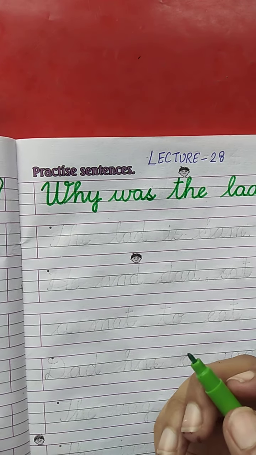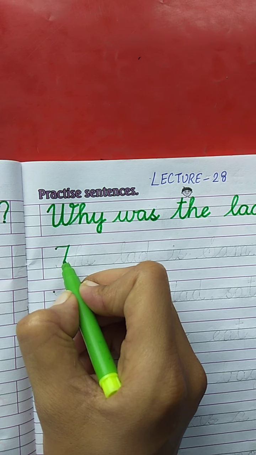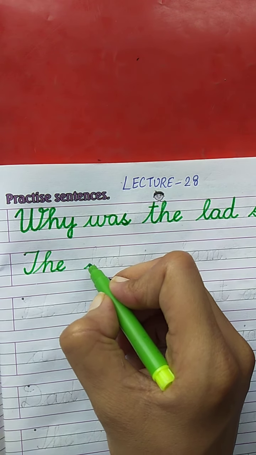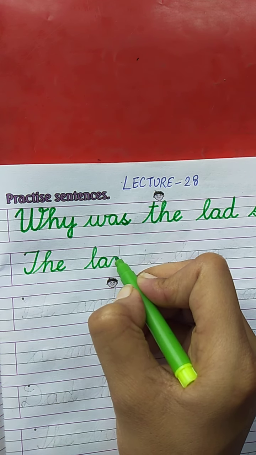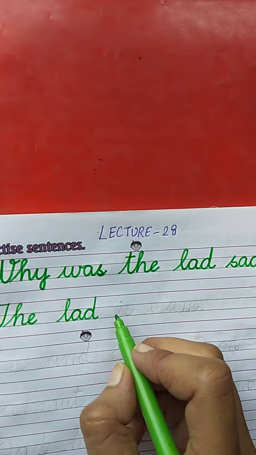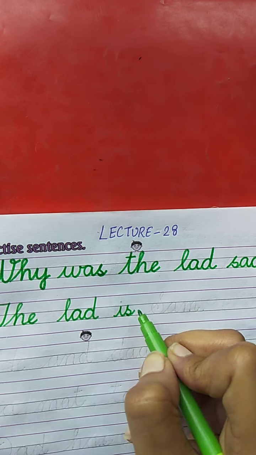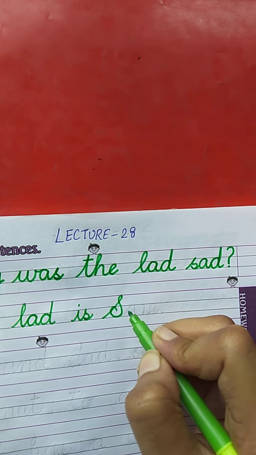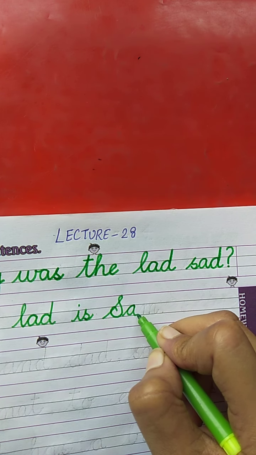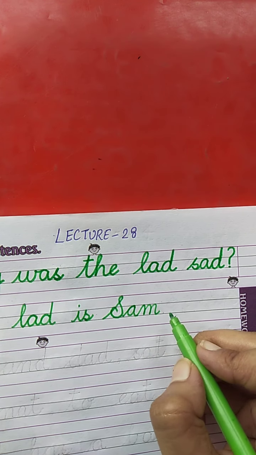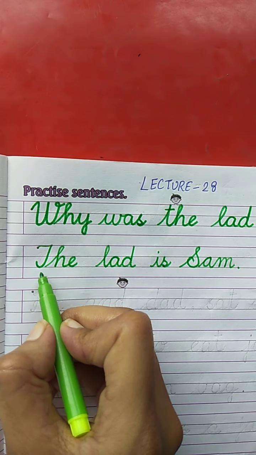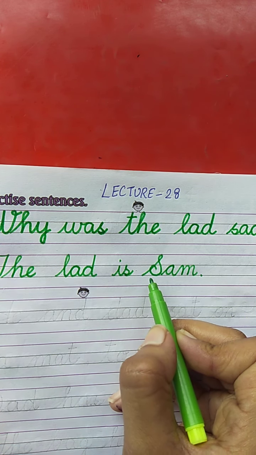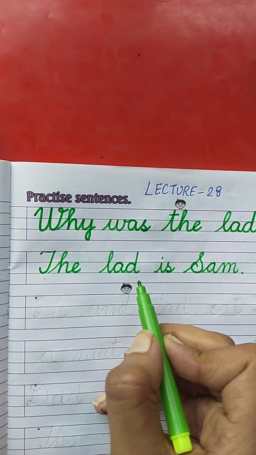Now come on the second line. Write with me. THE. The. LAD. Lad. Is. SAM. Sam. And this is full stop. Again read with me. THE. The. LAD. Lad. IS. SAM. Sam. The lad is Sam.